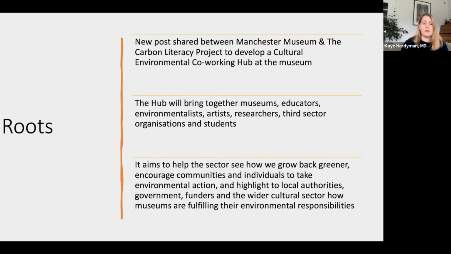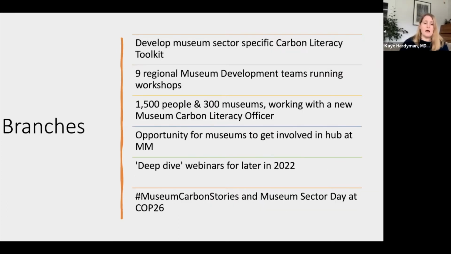So the branches of the project are the rollout of the carbon literacy training to extend the reach of carbon literacy in a way we couldn't have done without Arts Council funding. So one of those branches is today with the launch of the new carbon literacy toolkit for museums.